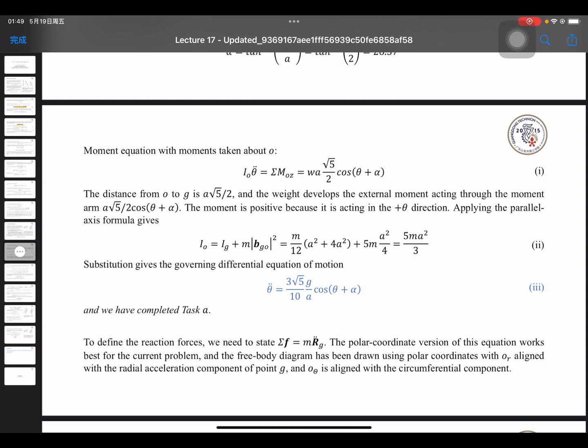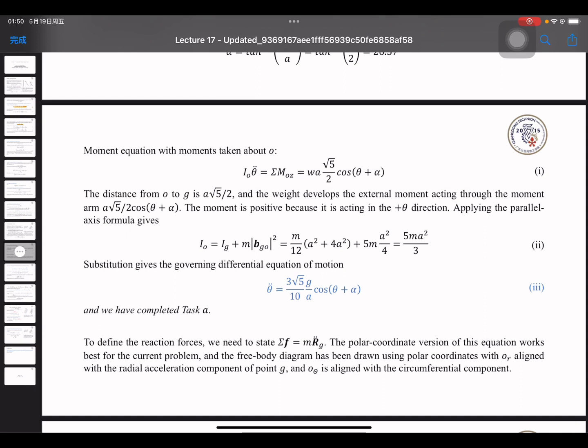So I_O theta double dot equals the sum of M_Oz, equal to W A square root phi over 2 cosine of theta plus alpha. The distance from O to G is A times square root phi over 2, and the weight develops the external moment acting through the moment arm of A square root phi over 2 times cosine. Then you should know that this is very important because in some calculations you will find that it's a little different. The moment is positive because it is acting in the plus theta direction, applying the parallel axis theorem.